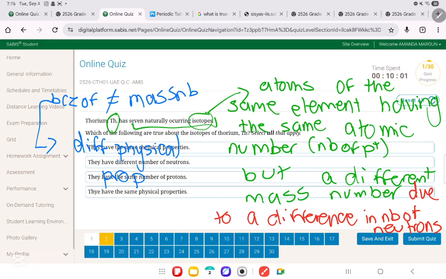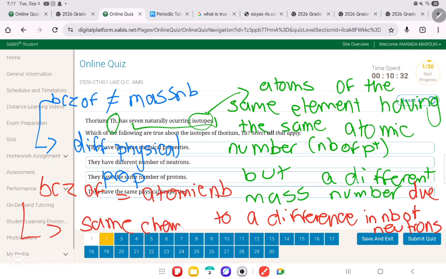Because if they have a different mass number, that means one is going to be heavier than the other, one is going to be lighter than the other. Of course, mass is a physical property, and because mass is changing, this means that they will definitely have a different physical property. However, because of equal atomic number, we can say that they have the same chemical properties.